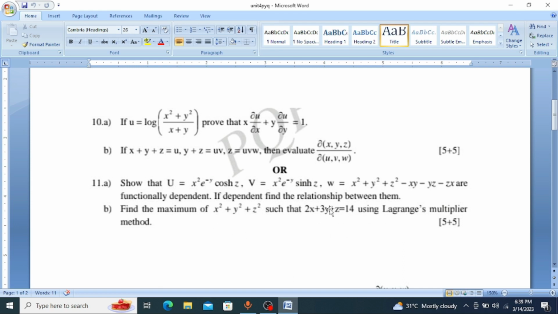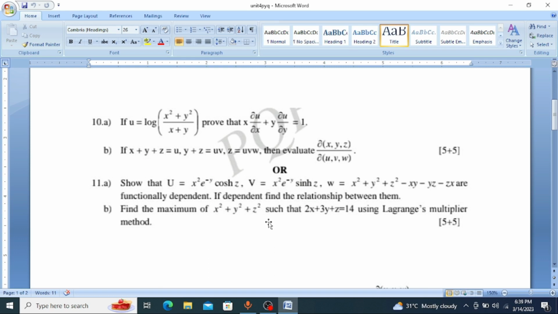So send this 14 to the left hand side, you will get minus 14. So 2x plus 3y plus z minus 14 is equal to 0 is the phi function. Then f is equal to x square plus y square plus z square. So differentiate the function capital F, that is capital F is equal to f plus lambda into phi. Now differentiate the function capital F with respect to x, y and z equal to 0.